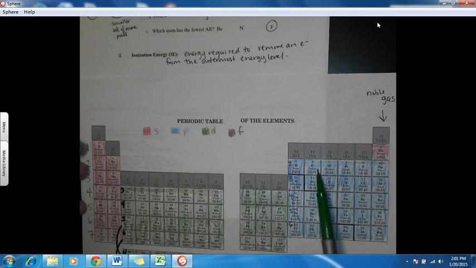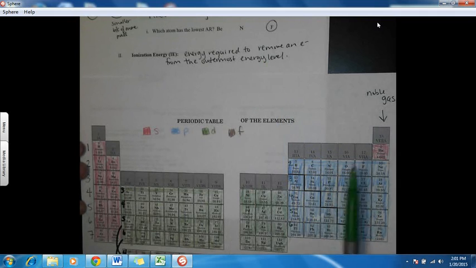Alright? But then as we get over here past there, nitrogen would have to lose 5 or just gain 3. So it would rather gain 3, so it doesn't want to have any removed. So its energy is going to get higher. And likewise with oxygen and fluorine. And then of course neon's going to be the highest ionization energy in this period because it is stable and does not want any of its electrons to be taken away. Okay?